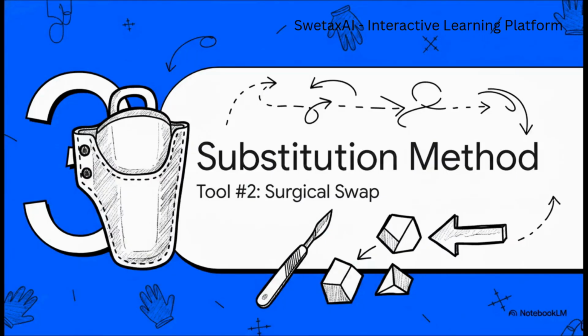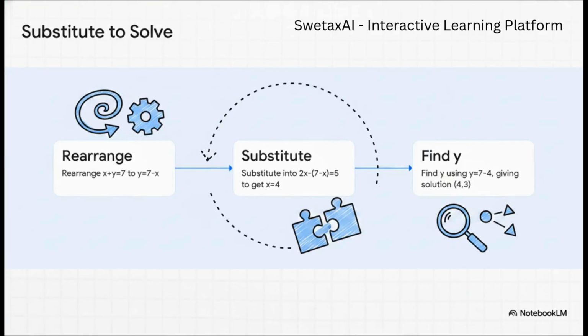All right, Section 3, the substitution method. This is tool number 2, the surgical swap. So, if elimination is our heavy hammer, substitution is a much more precise, surgical maneuver where we cleanly swap a variable out. Watch how this method brilliantly bypasses tricky coefficients by inserting one equation entirely inside the other. Looking at step 1, we take x + y = 7 and rearrange it so y is all by itself. It becomes y = 7 - x.